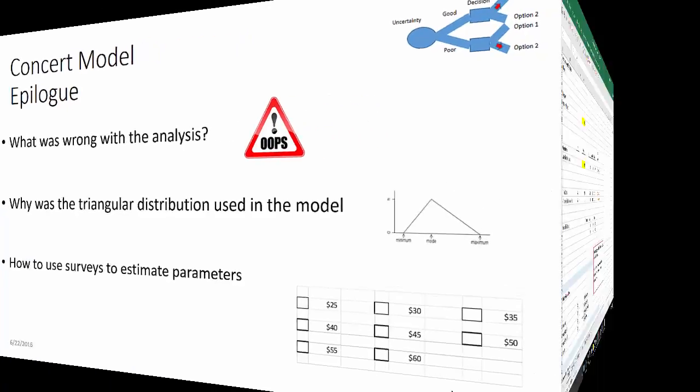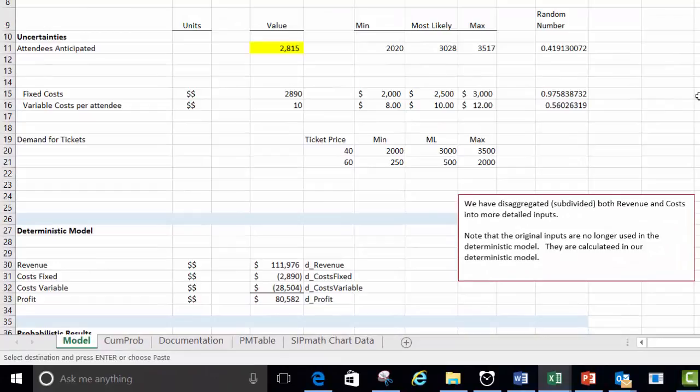Okay, let's move on to the second topic, which was why was the triangular distribution used in the model? In our model, we use the triangular distribution for a number of elements. First of all, the attendees that were going to participate, or the tickets sold, if you will, and we identified that as the min, most likely, and max. We also use this same distribution, triangular distribution, for the fixed costs and variable costs. So what is this triangular distribution?